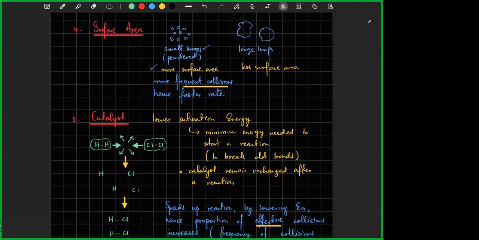So I guess that's about it for rate of reaction. Next class we'll do past paper questions related to rate of reaction.